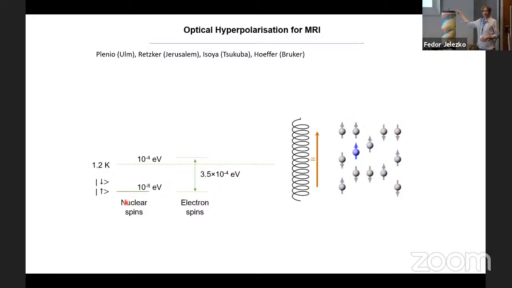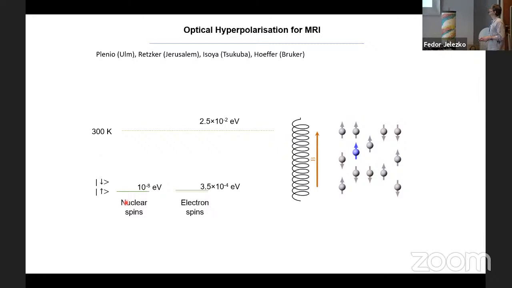And the other way to change it is to take advantage of optical polarization. The optical photons have energy higher than kT at room temperature. And if you can make a bridge between optical photons and all the way to nuclear spins, that's basically a path to reach high nuclear spin polarization.